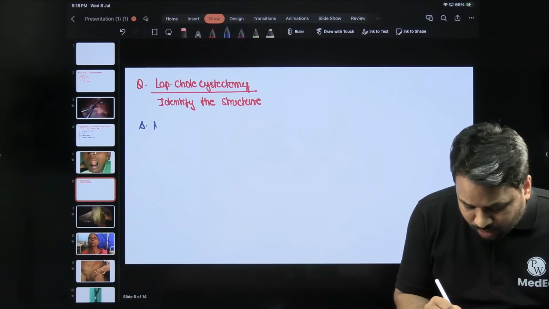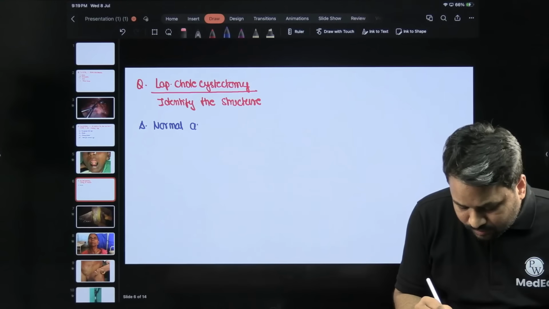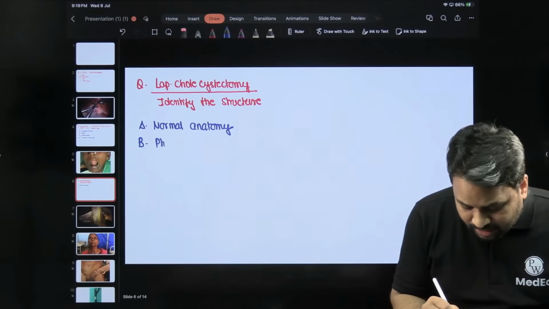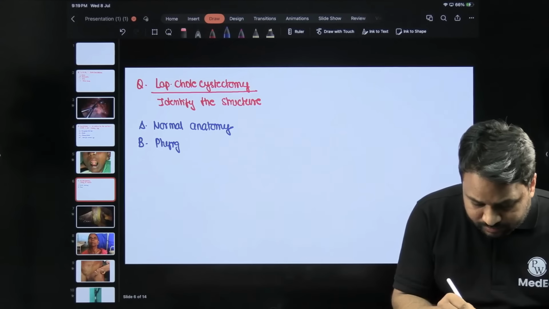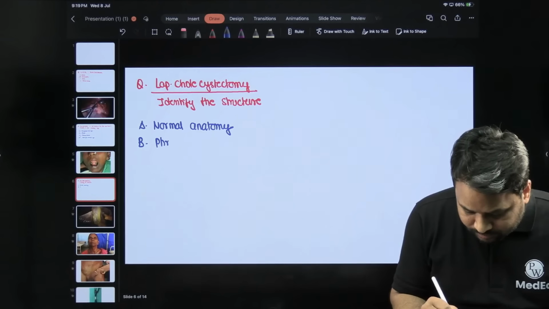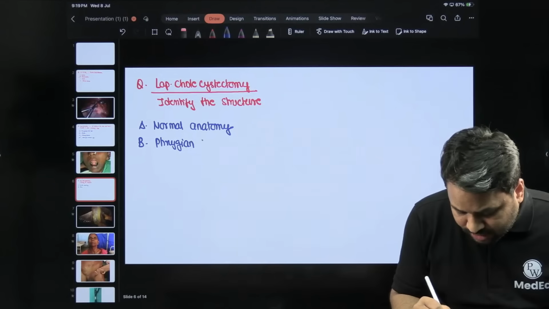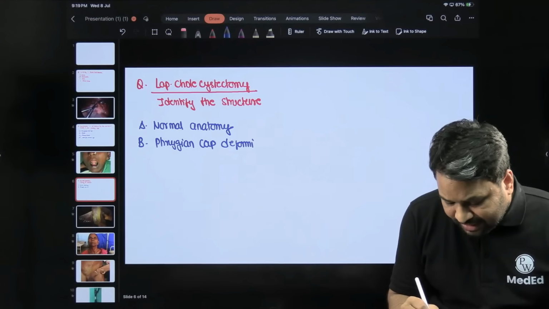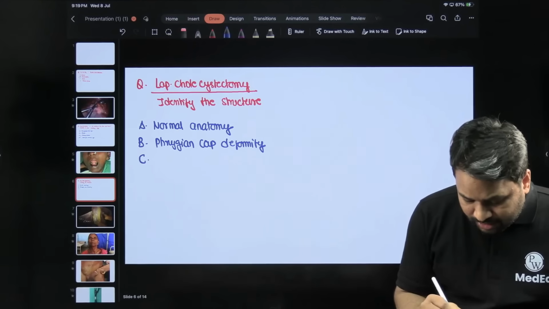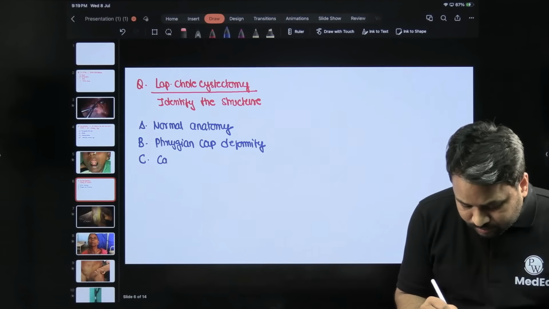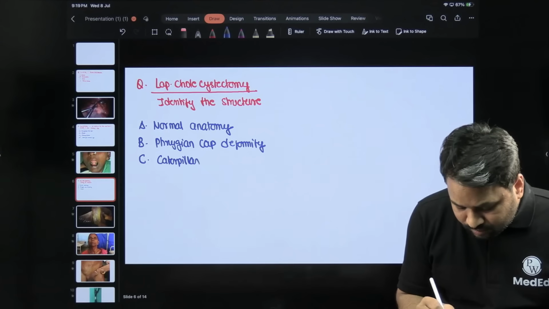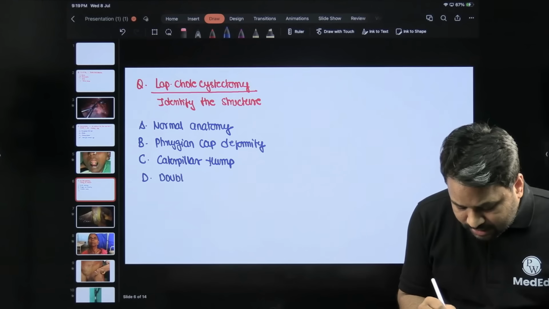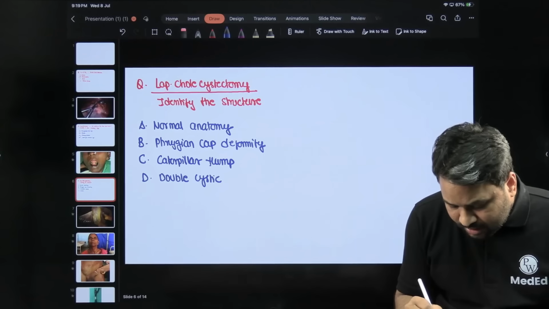Option A, is it a normal anatomy? Option B, is it a Phrygian cap deformity? Option C, is it a caterpillar hump? Or option D, is it a double cystic duct?